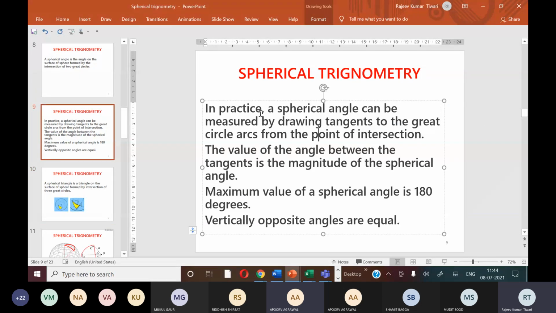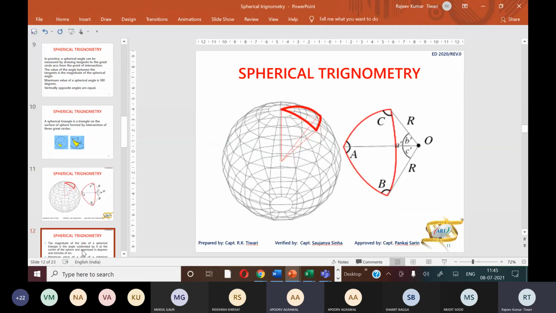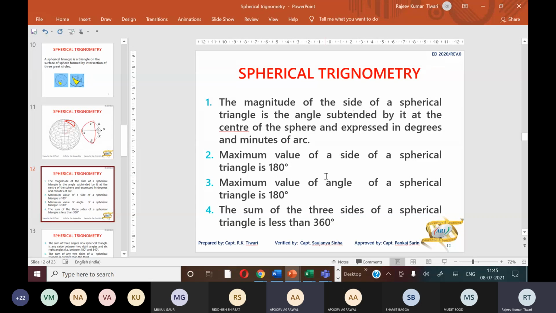We already talked about that in practice a spherical angle can be measured by drawing a tangent to the great circle arc from the point of intersection, and the angle between the tangents is the magnitude of the spherical angle. The maximum value of a spherical angle is 180 degrees and vertically opposite angles are equal. You just keep this in mind; it will help you.